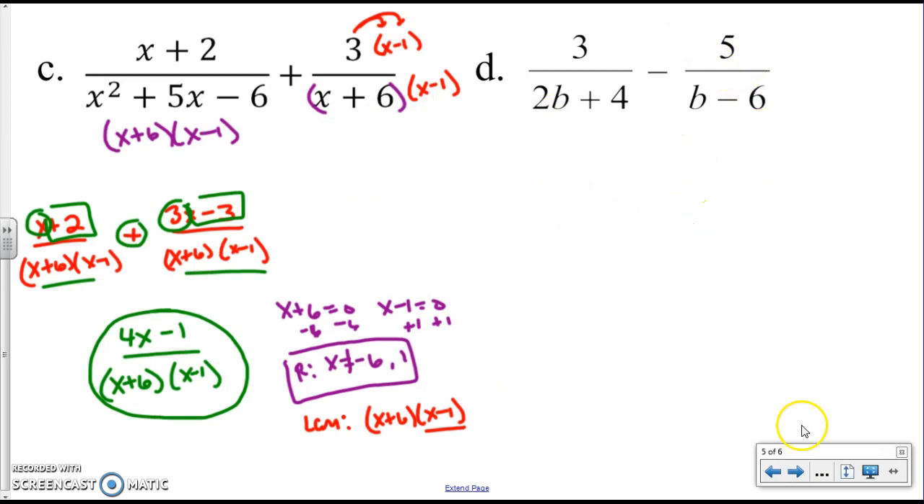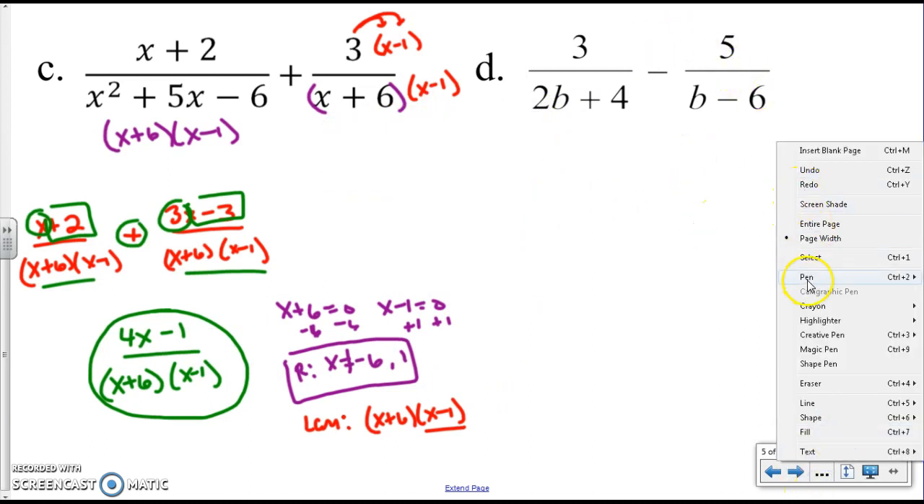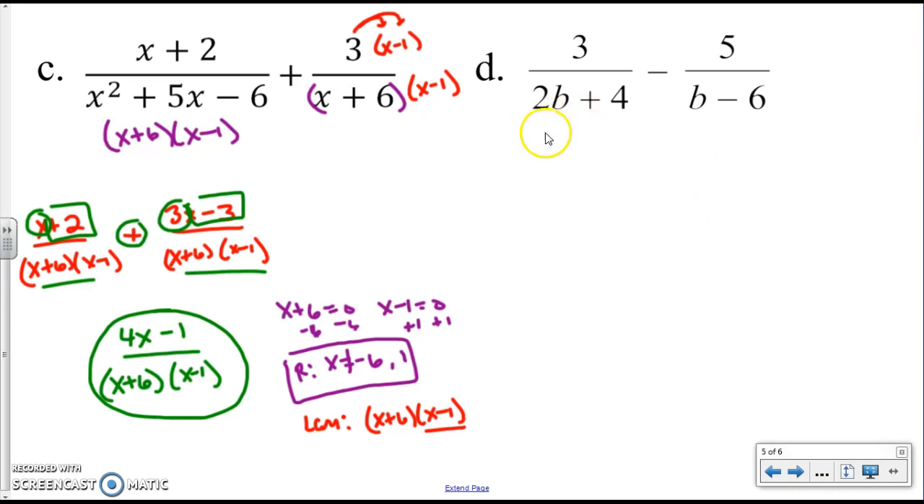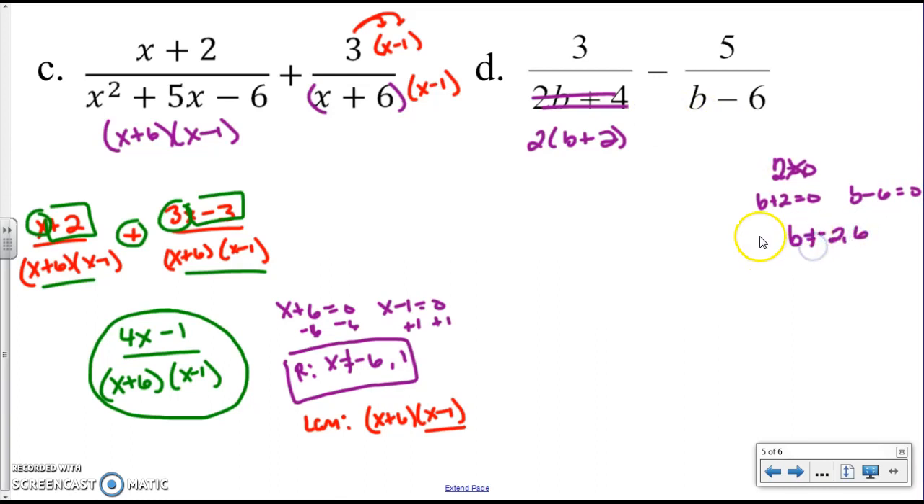Okay, next problem, I'm going to go ahead and factor the denominators. I don't even rewrite the whole problem, I just factor it right here so I can see it. I can even cross that off. Can't factor this. I'm going to find my restrictions, so I'm going to do 2 equals 0, which doesn't matter. I'm going to do b plus 2 equals 0 for the first fraction, and b minus 6 equals 0 for the second fraction. So I get -2 and +6 for my restrictions.